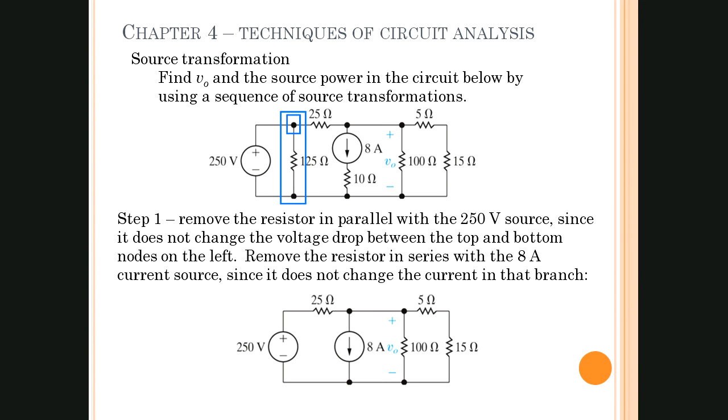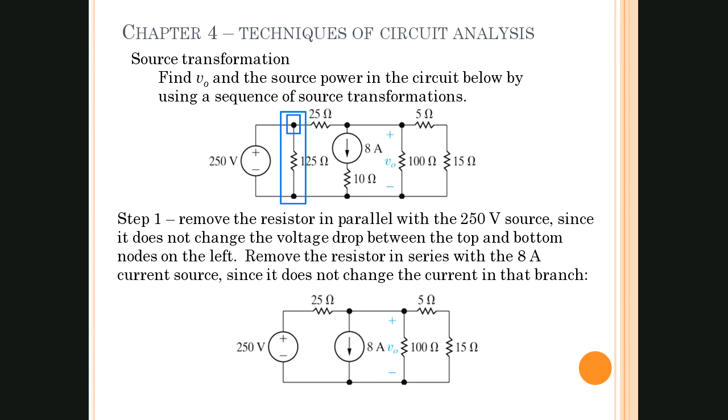You can do that when you have a voltage source and a resistor in parallel. So it says remove the resistor in parallel with a 250 volt source, since it does not change the voltage drop between the top and bottom nodes on the left. Then it says remove the resistor in series with the 8 amp current source, since it does not change the current in that branch. Again, remember, we're only doing this for analysis so we can find out what the current and the voltage sources are, the impact is.